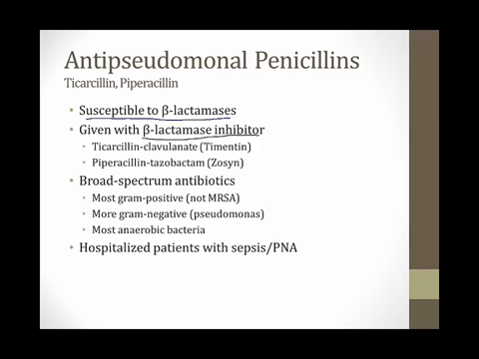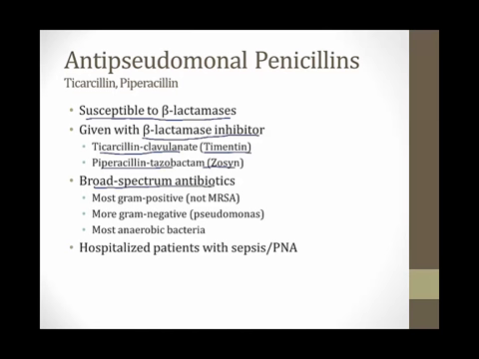Once you combine one of these drugs with a beta-lactamase inhibitor, you now have a very powerful drug because it can penetrate most gram-negative bacteria and it resists beta-lactamase enzymes. So ticarcillin is sold with clavulanic acid, that's called Timentin, and piperacillin is sold with tazobactam, that's called Zosyn. These are very broad-spectrum antibiotics.